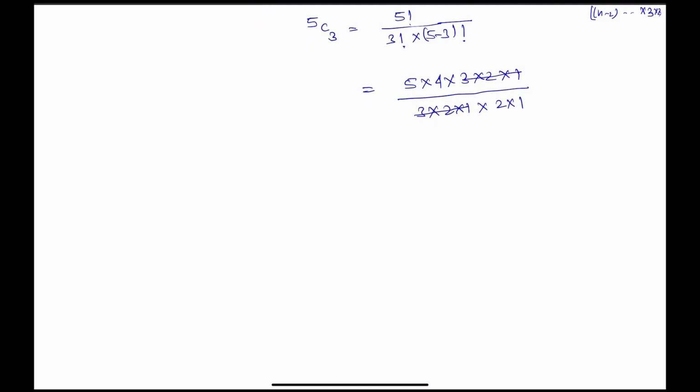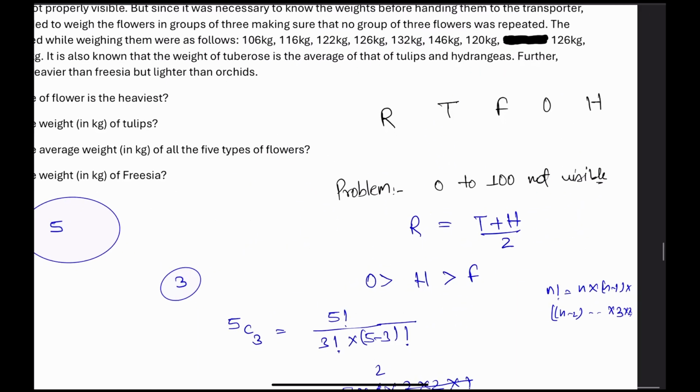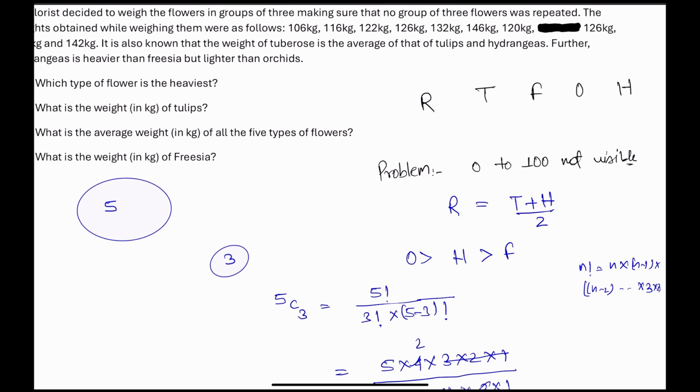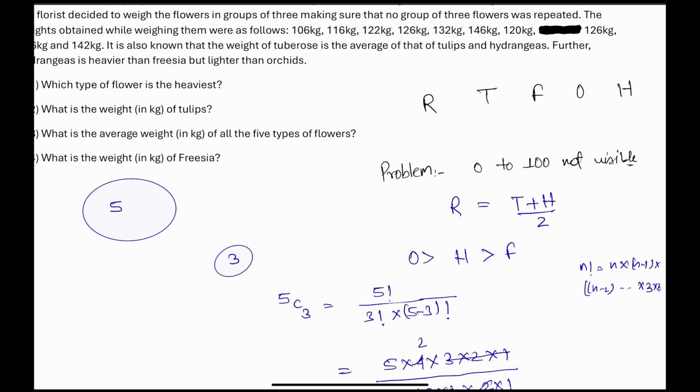The 3 into 2 into 1 will be gone, the 2 cancels, and this will be 10. So a total of 10 arrangements are there. This much was already given. It was not required, but we just did it for the sake of understanding that this also follows the same method. So let's try to understand a little bit more. First thing, in this question, there are a total of 10.